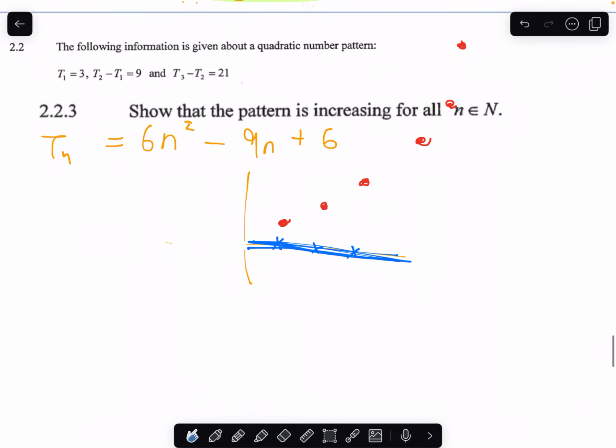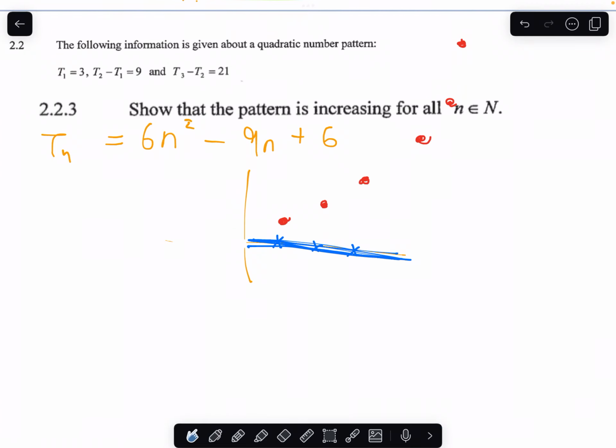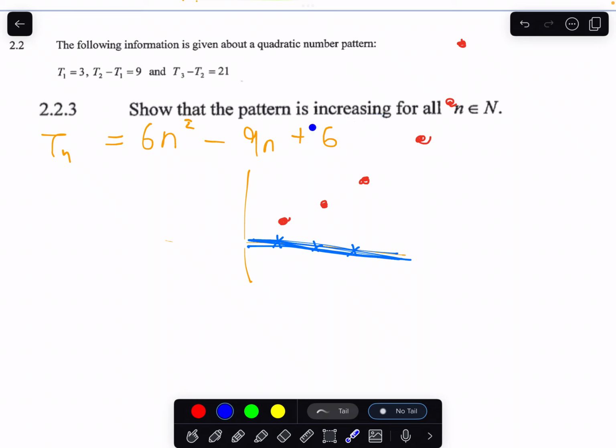Okay, so let's get to the two ways I'm thinking of proving this. I'm going to start with what feels like the obvious way. The moment we mention increasing, what I want to show is that the gradient of this parabola for any value of n greater than or equal to 1 is always going to be a positive number, because that's what it means for a graph to be increasing: its gradient is positive.